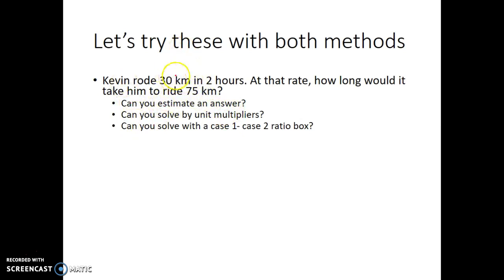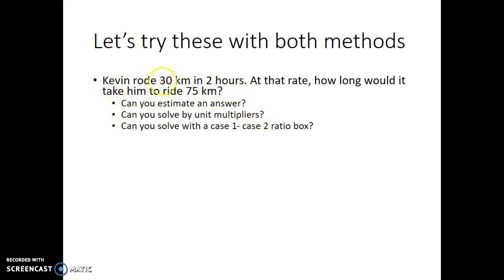So I know that in 2 hours, he can ride 30 kilometers. And basically, he's going a little more than twice that distance. So my estimate is that he's going to be a little bit more than twice 2 hours. So maybe 4.5, I don't know, maybe 5 hours, something like that.